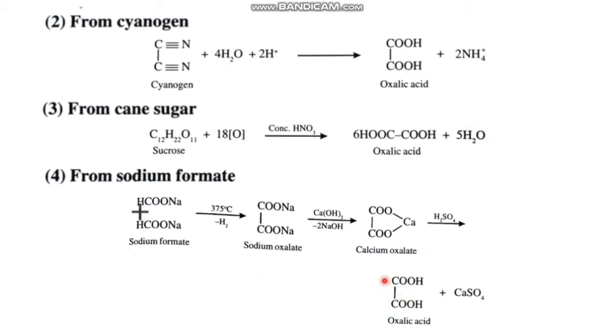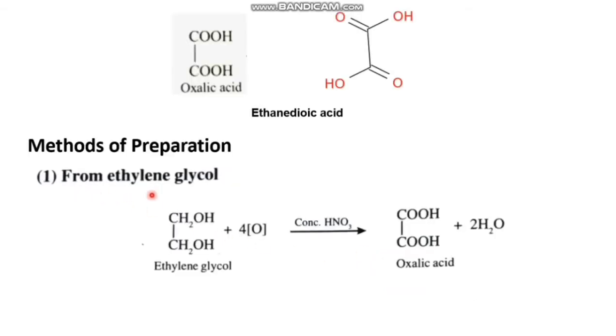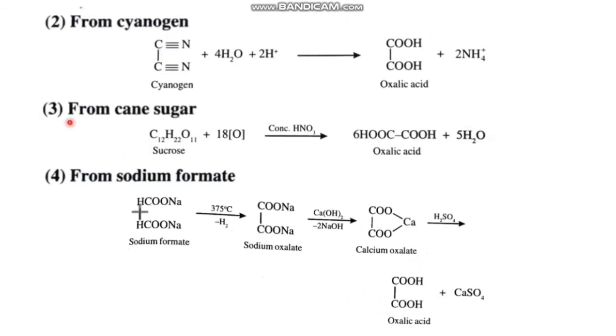So these are the main methods used for the preparation of oxalic acid. First one, from ethylene glycol. Ethylene glycol undergoes oxidation in the presence of concentrated nitric acid, and we get oxalic acid. Then the second method, from cyanogen. Oxalic acid can be prepared by the acid hydrolysis of cyanogen.